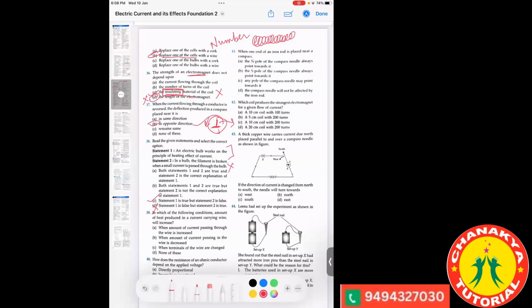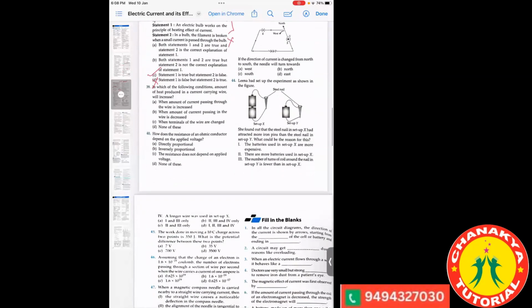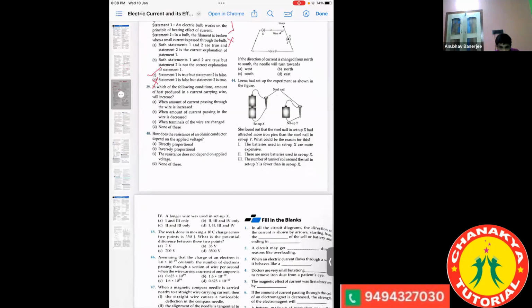The bulb will not glow itself. So the correct answer is C. Anubhav, question number 39. Yes, ma'am. Question number 39. In which of the following conditions will the amount of heat produced in a current carrying wire increase?